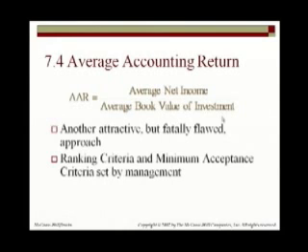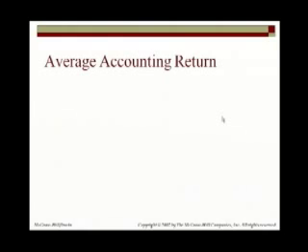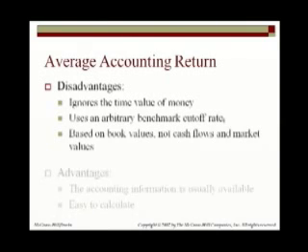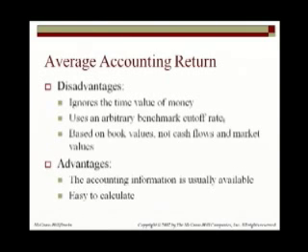The criteria ranking and the acceptance criteria, again, are set by management. Management might, for example, say, we will accept any project that has an AAR greater than 20%. The average accounting return has some disadvantages. Number one, it ignores the time value of money. It uses an arbitrary benchmark cutoff rate, just as Payback does, and it's based on book values, not cash flows or market values. The advantages of it, probably the thing that makes it most appealing, is that the information is readily available from pro forma income statements and balance sheets, and it's very easy to calculate.